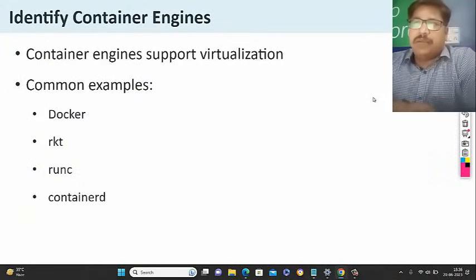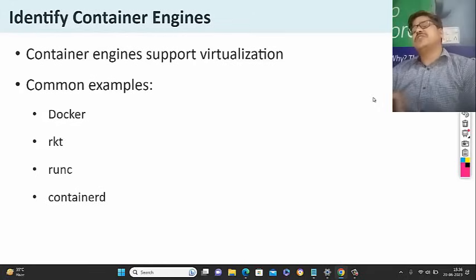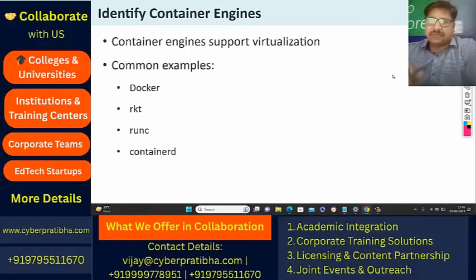So how will you identify the container engine? Container engine support is virtualization, which means any hardware or operating system that you install over a virtual machine, or you can say the virtualization of the hardware and software. Common examples are Docker, Rkt, runC, and containerd. Docker is the most used nowadays.